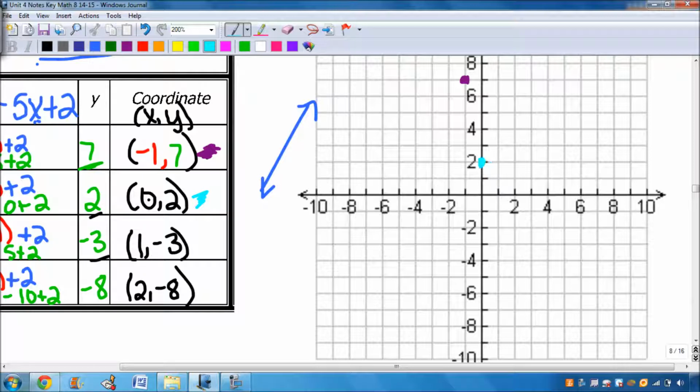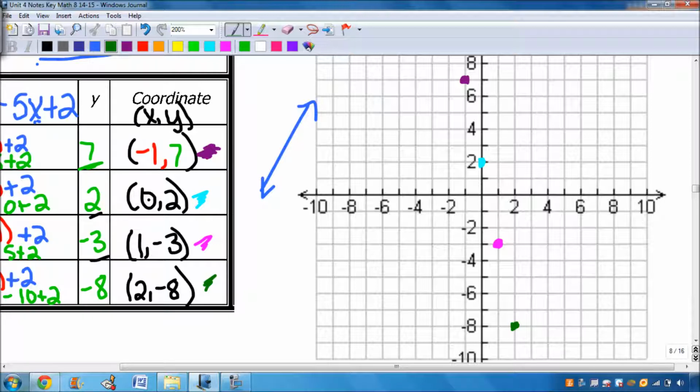All right. The next coordinate is 1, negative 3. So I'm going to go to the right 1 and down 3. And then the last coordinate is 2, negative 8. So I would go to the right 2 and down 8. Okay, then all I have to do is connect my dots.